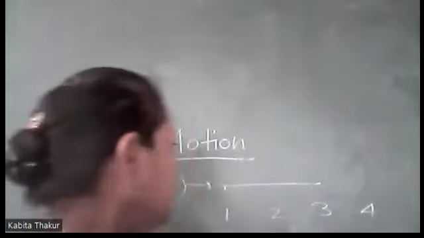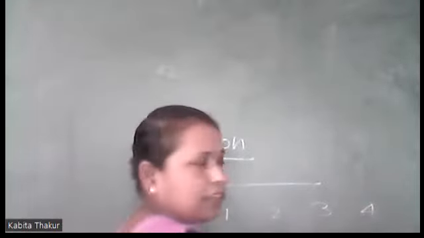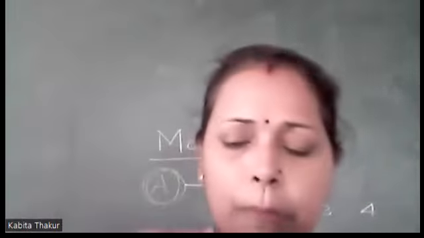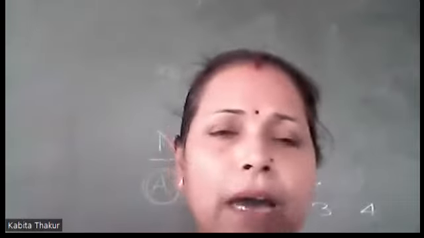Here I have shown that this is our object. It is continuously moving and changing its position. Okay, so the total path which is covered by an object, what will we call that total path?